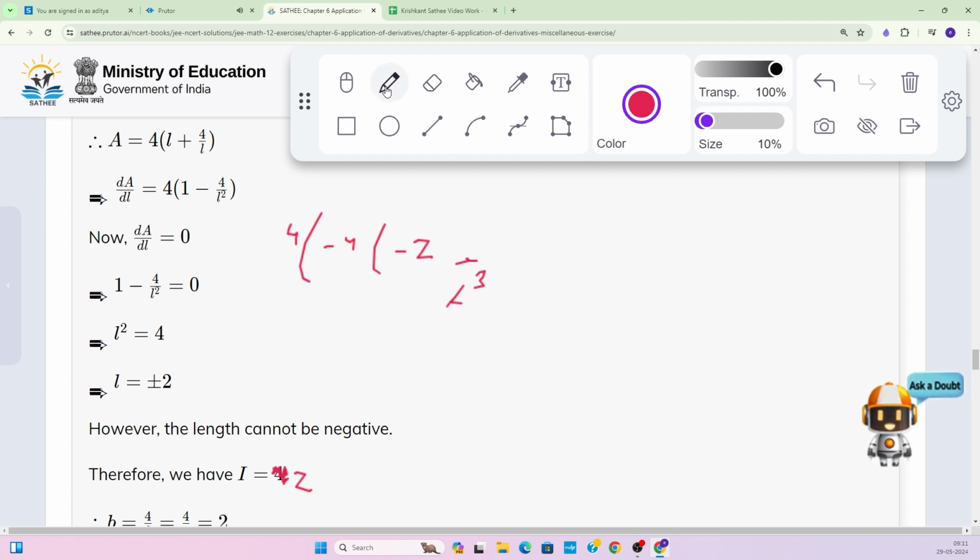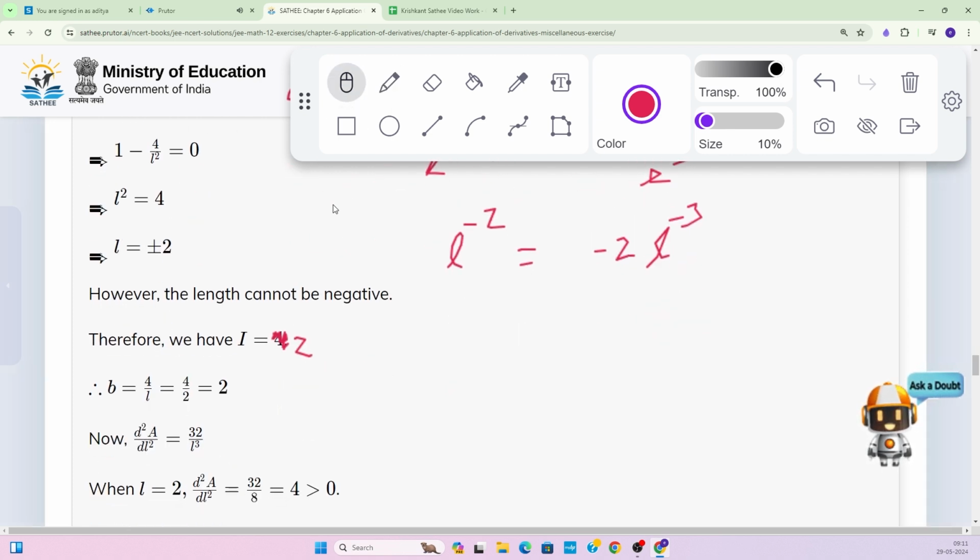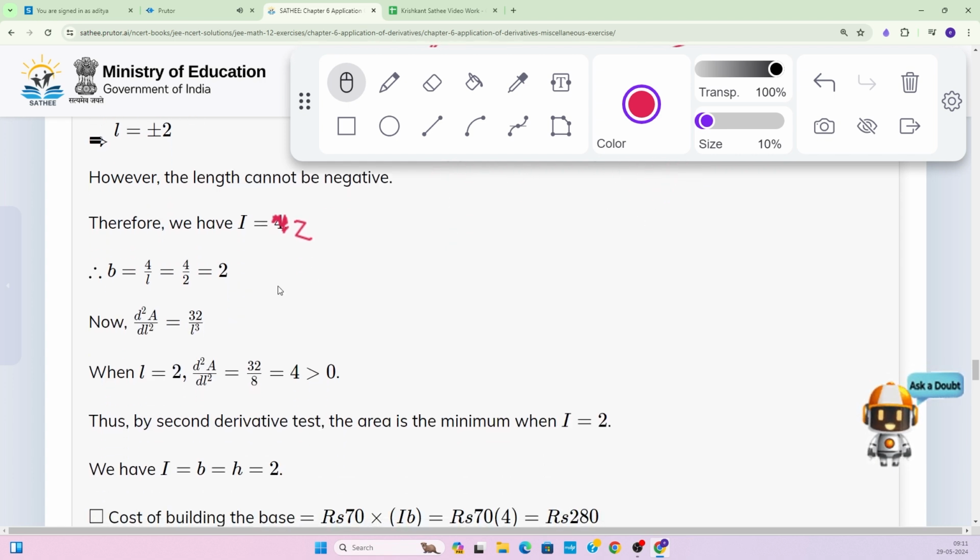Now, how did we get here? As we know, the derivative of L power minus 2 will be minus 2 L power minus 3. This thing. So that's why I have written this. This means, as you can see, 32 divided by L cube. Okay, clear? So what you will have is 32 divided by L cube.